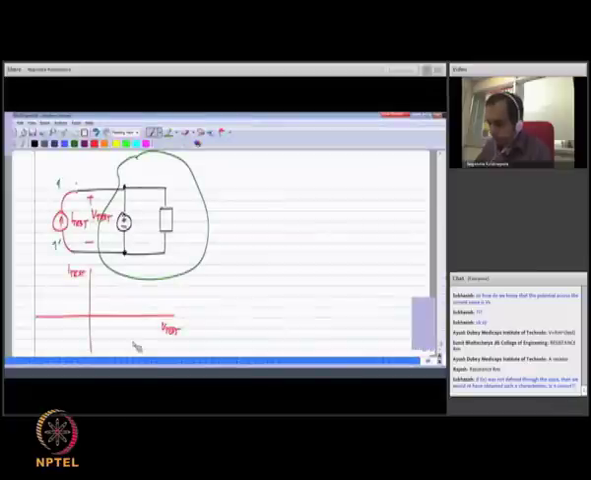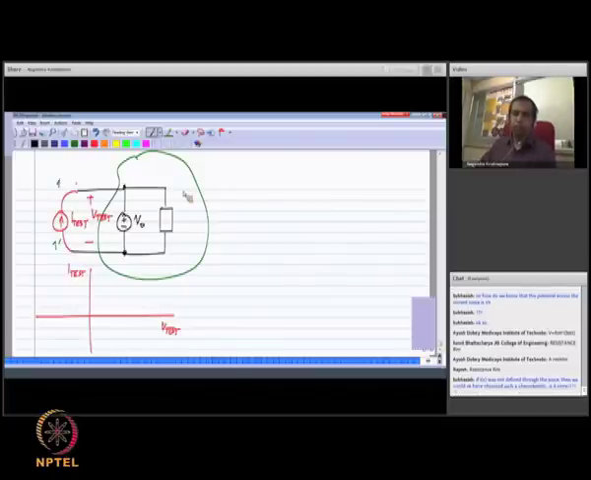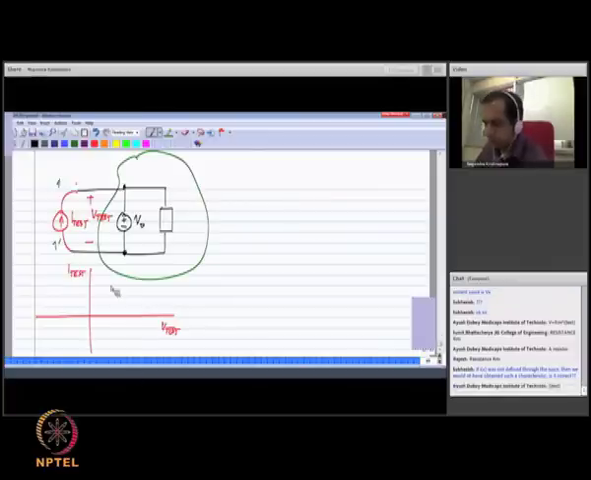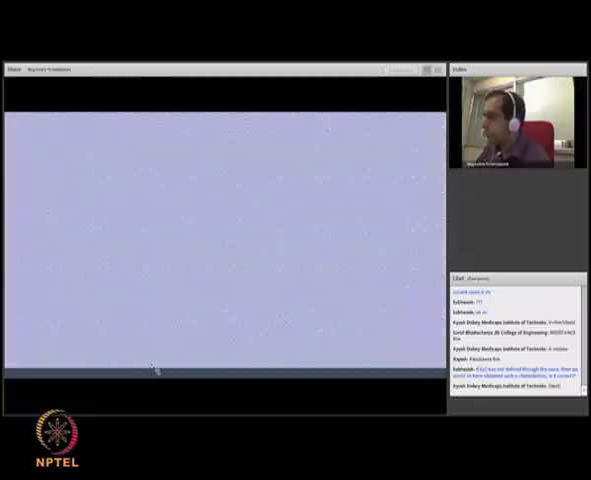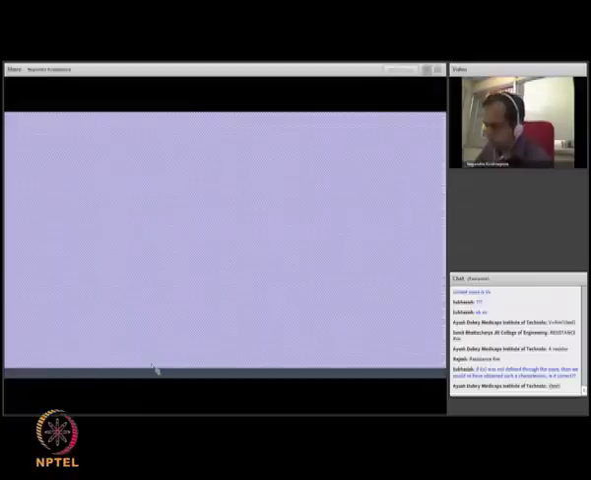So the question is, I have a voltage source, let's say V naught, in parallel with something. It could be anything. It could be a current source, it could be a resistor, or it could be some complicated interconnection of 100 components. What is it going to be? What will be the I test versus V test? The meaning of the question is, I go on varying I test and I go on measuring the value of V test for every value of I test. And then I plot I test versus V test. What is the plot that I will see?